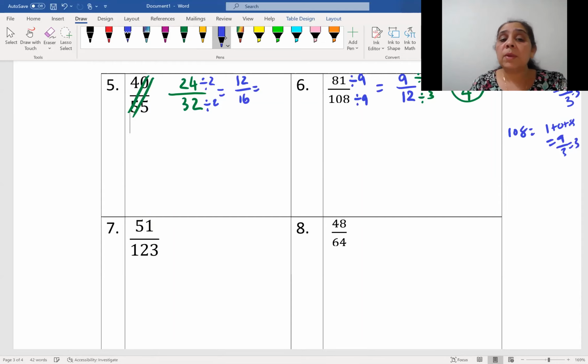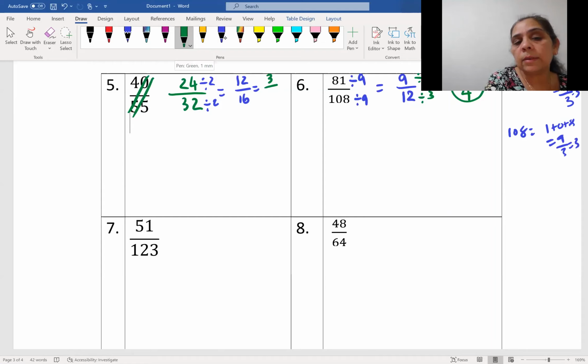Now we can divide by 4 again. Look at this. So you can divide by 4. You don't need to keep writing that you're dividing. You can just reduce and write it directly. Like 12 divided by 4 is 3. 16 divided by 4 is 4. So that is your answer.